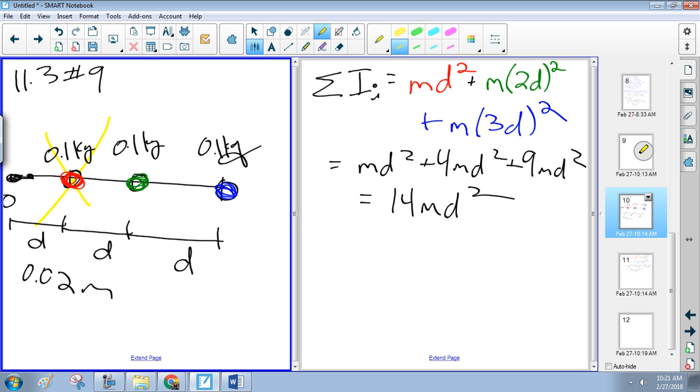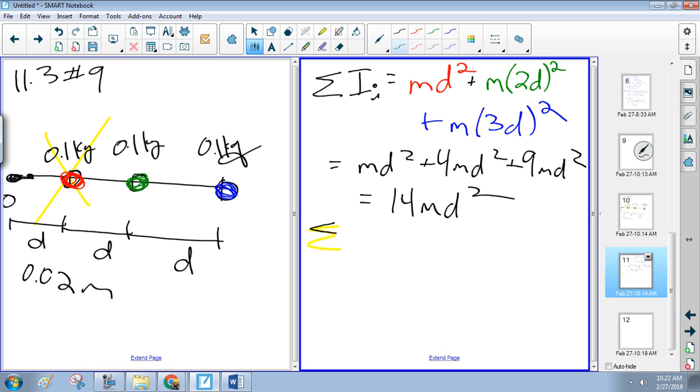the innermost one, then my total inertia final will be the same thing, but without this, right? So it'll be 13md squared. So we lost 1/14 of our inertia, from 14 to 13. So we lost a 14th, which is whatever the percentage is. 7.1. Does that make sense, you guys? Yeah.